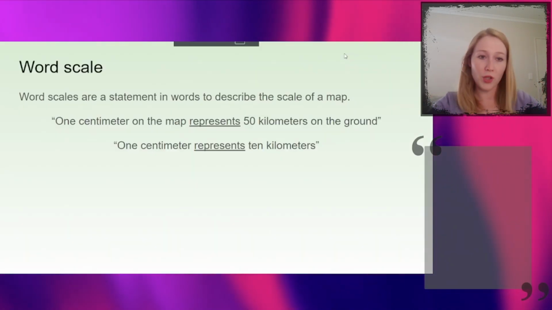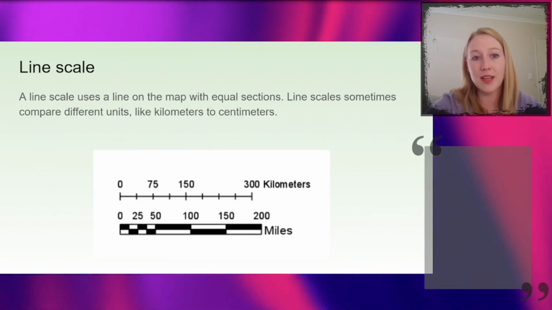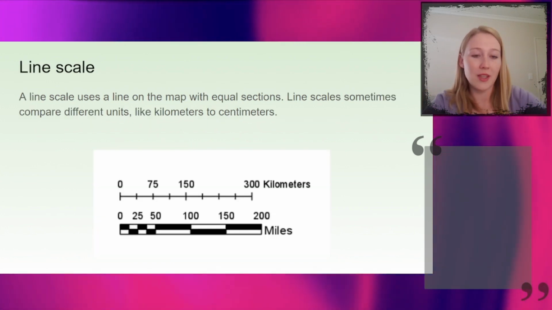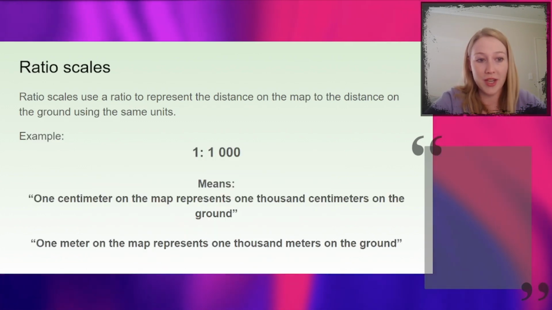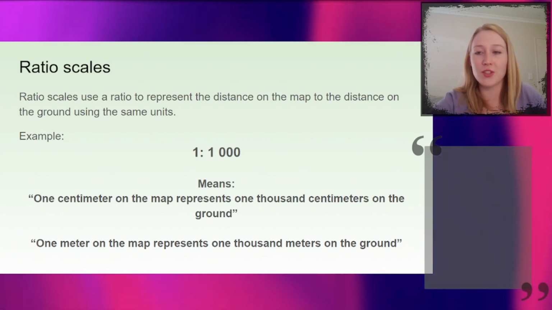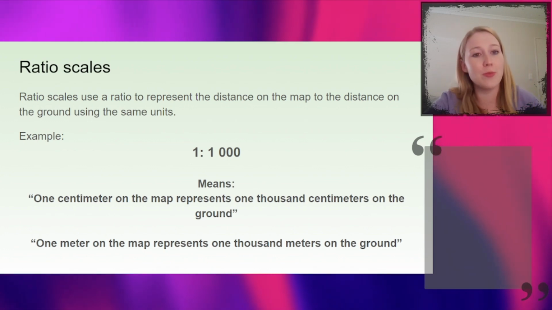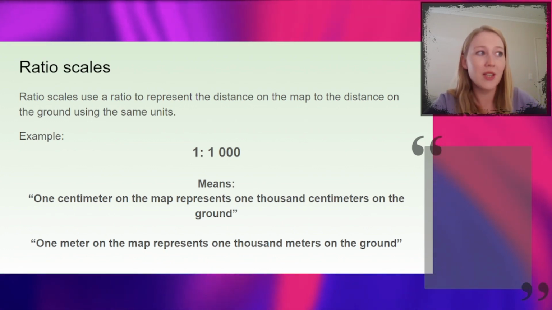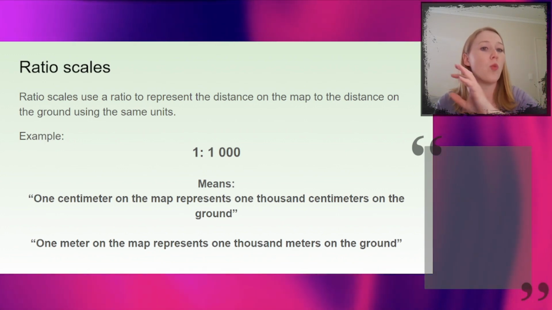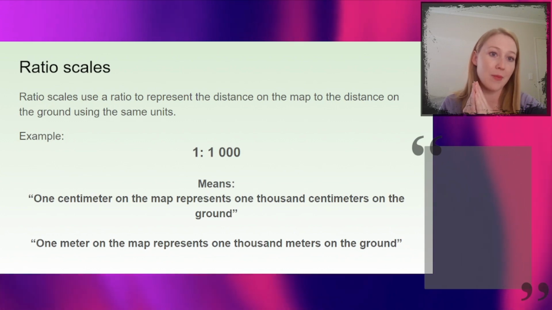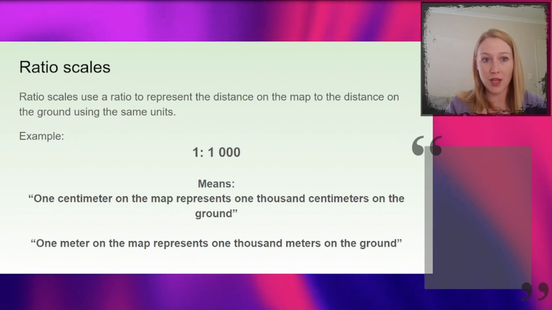So we've looked at what word scales are, and we've looked at how we can represent them as line scales as well. Okay, the next one is a ratio scale. This is one of those ones that the students either love because it's so easy to work with or hate because there's a lot of maths involved. But a ratio scale is where one unit on the map represents a certain number of units in real life.